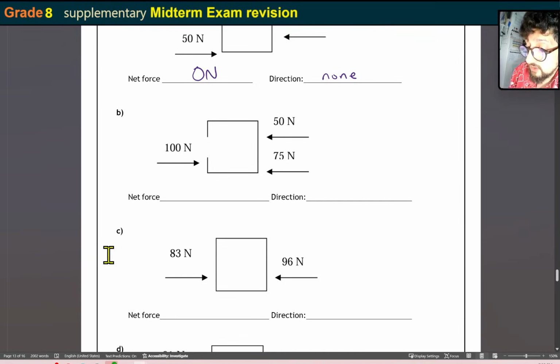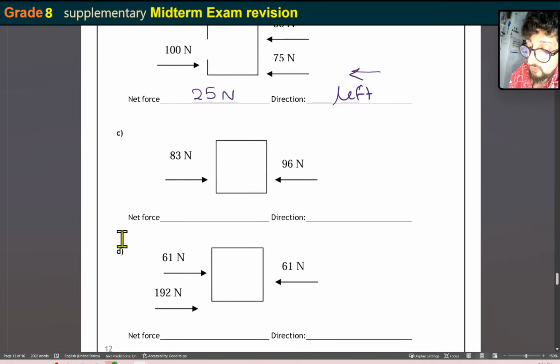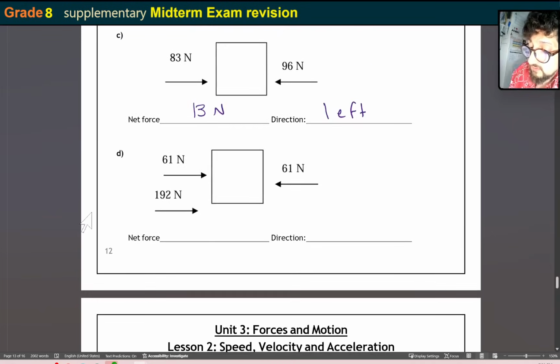Over here, we've got 25 newtons, and it's acting in the left direction. Okay. Over here, we've got 83 and 96, so that's going to be 13 newtons, and once again, that is on the left side. And over here, we've got 61 and 61, so these two balance out, but then we still have 192 newtons acting on the right side.